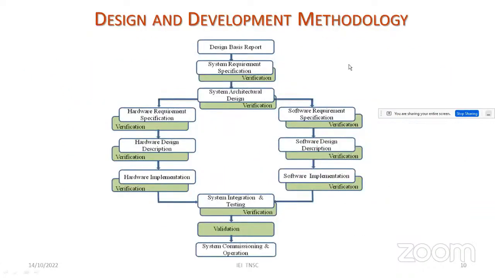These are the design and development methodology followed for INC system. It should start from design basis report. Then system requirement specification has to be prepared. Then architectural design has to be done. Then this is the hardware path and this is the software path. Software requirement specification, software design description, and software implementation. Same way, hardware requirement specification, hardware detailed design, then hardware implementation. Then the system integration and test report has to be prepared. Then validation at the site. Then only the system can be commissioned for operation. Here, what I want to insist is that at each stage the verification has to be done.